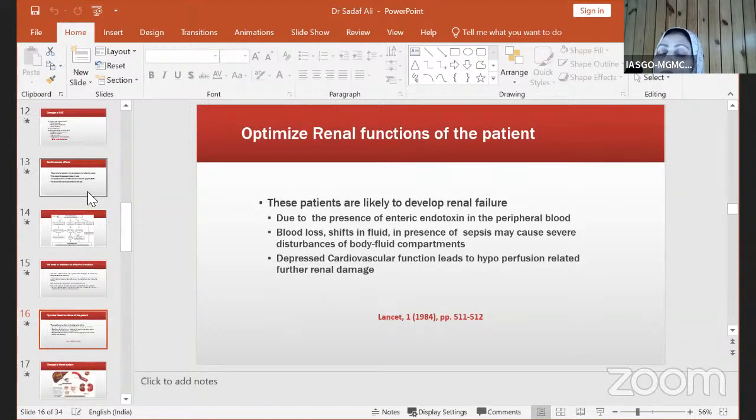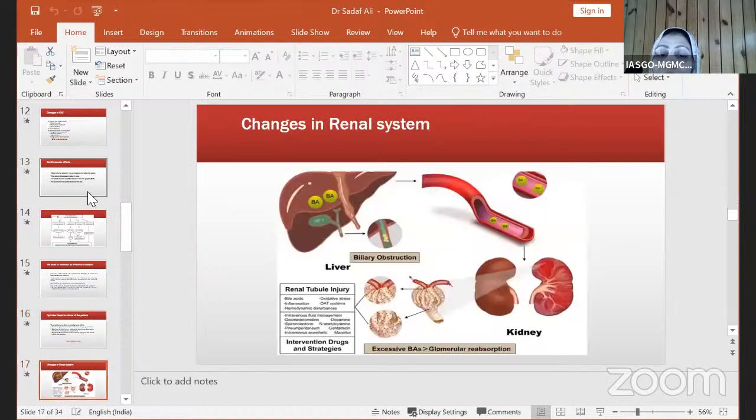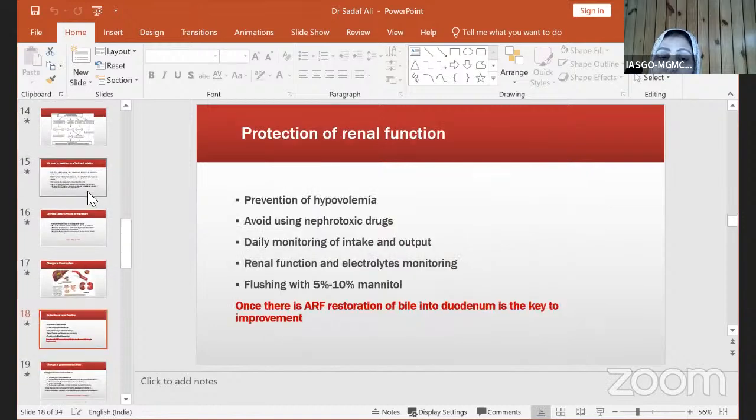Then you also need to optimize the renal functions of these patients, because these patients can have acute renal injury or pre-renal azotemia because of the enteric endotoxin into circulation, the fluid shifts, and the depressed cardiac functions leading to hypoperfusion. There's also direct injury by bile acid, which creates a cast in the renal tubular system, leading to acute tubular injury.